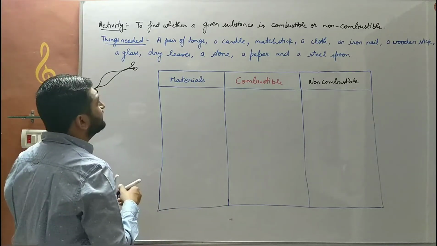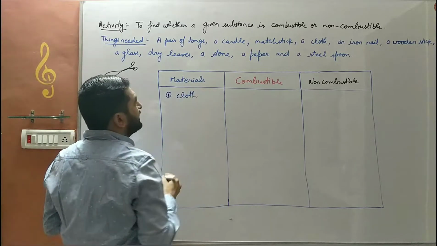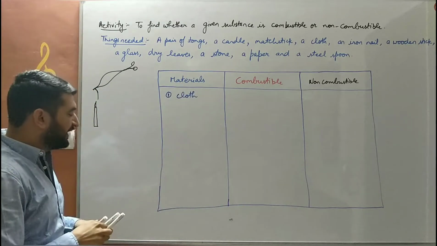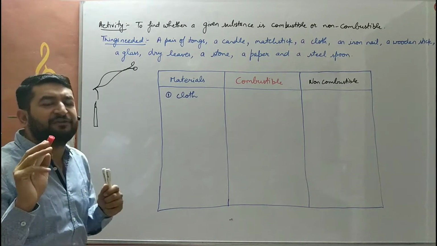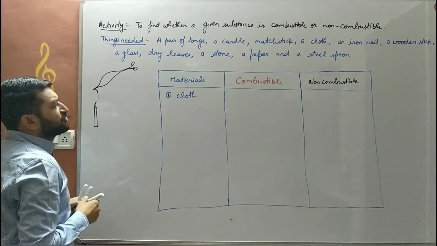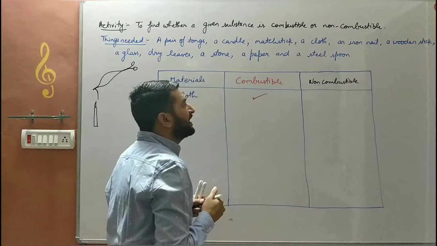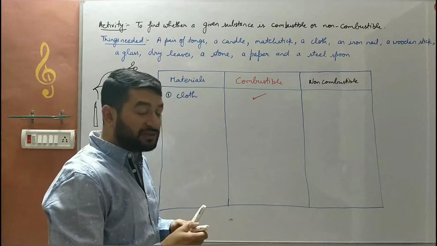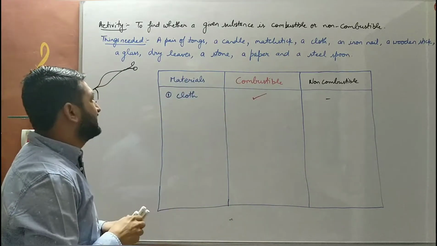So first thing, cloth. If you bring that cloth, you can perform this activity at home, but do take every precaution required for this. The cloth will start to burn. So cloth is a combustible substance that we have discussed in our example as well, बच्चे. Cloth is a combustible substance. It burns to produce heat and light energy.